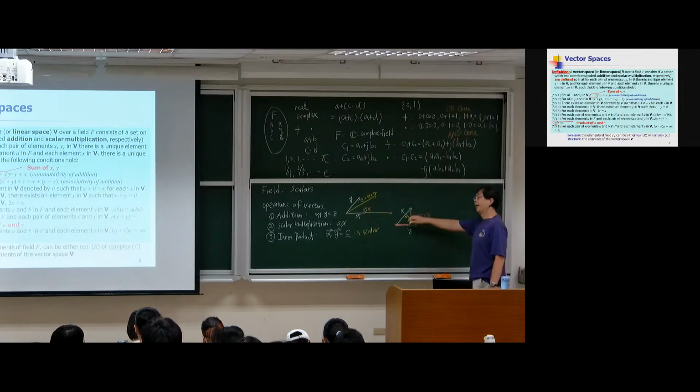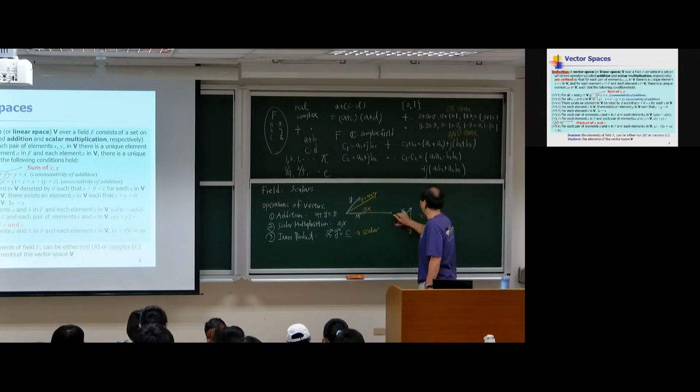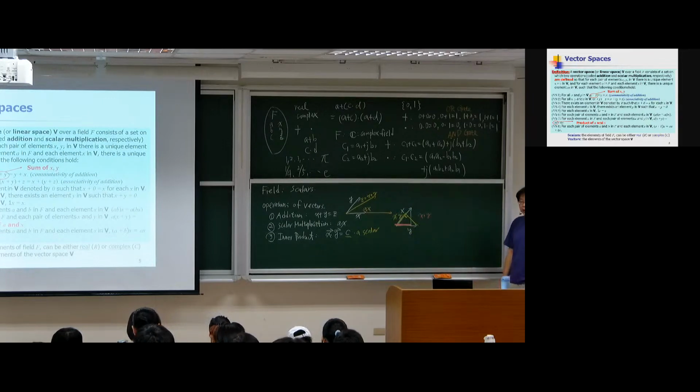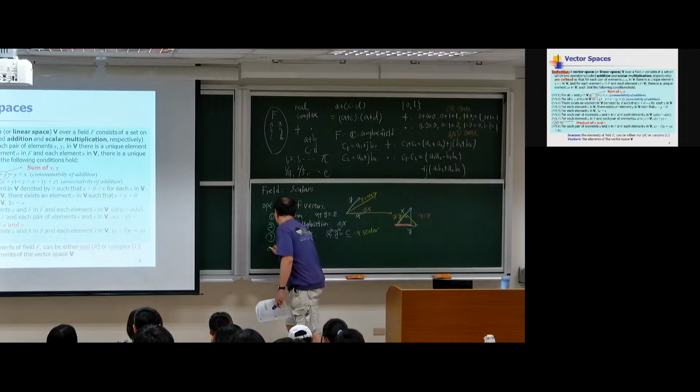Projection on X. So this is X dot Y, so it becomes a scalar. And do we have any other operation of vectors? Yes, we do. The outer product.